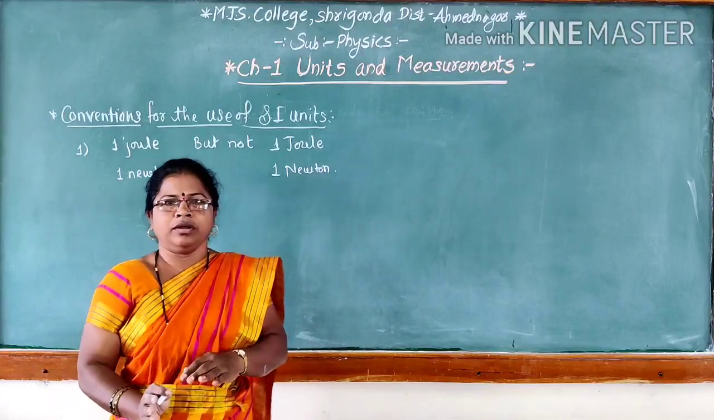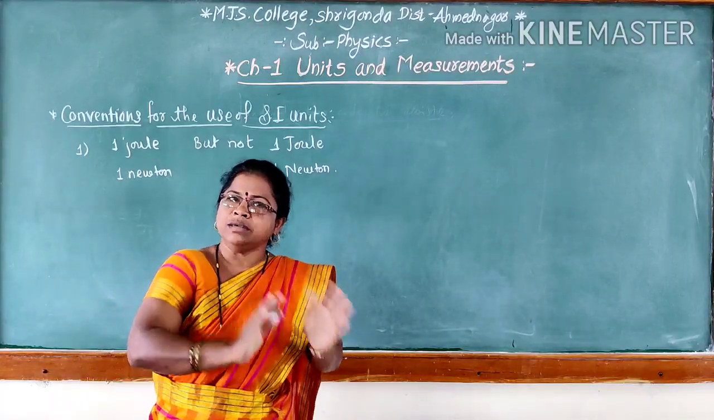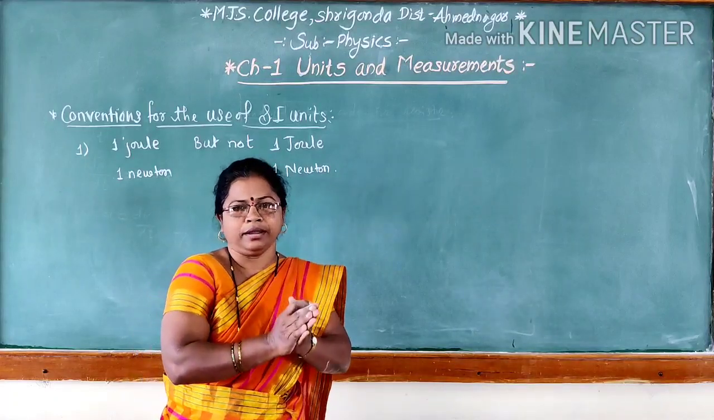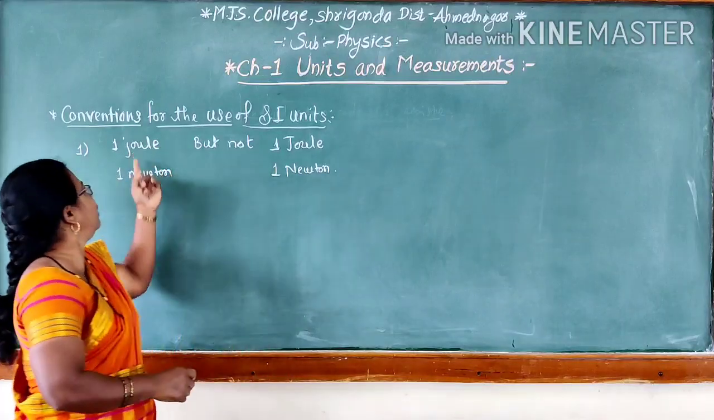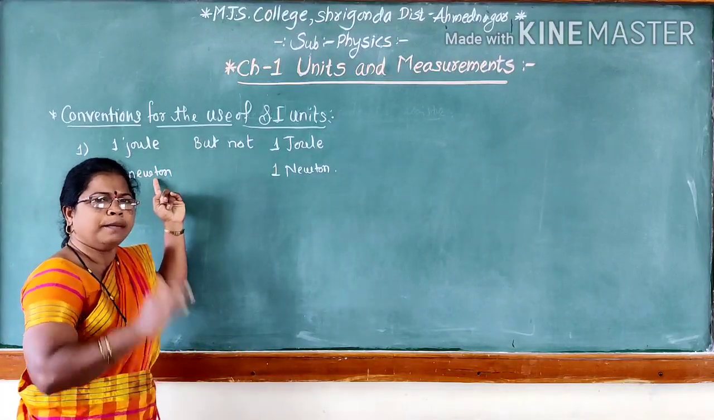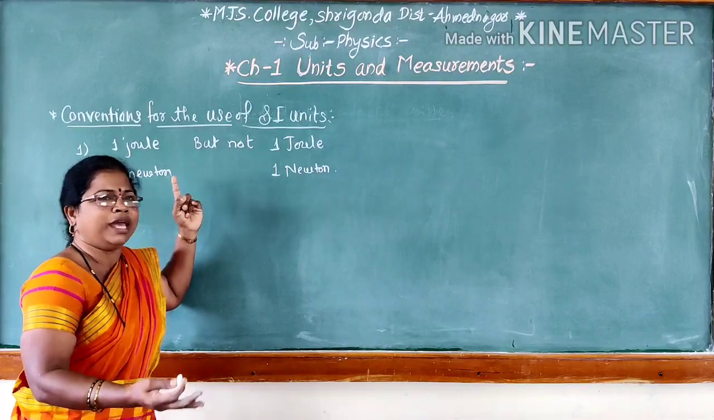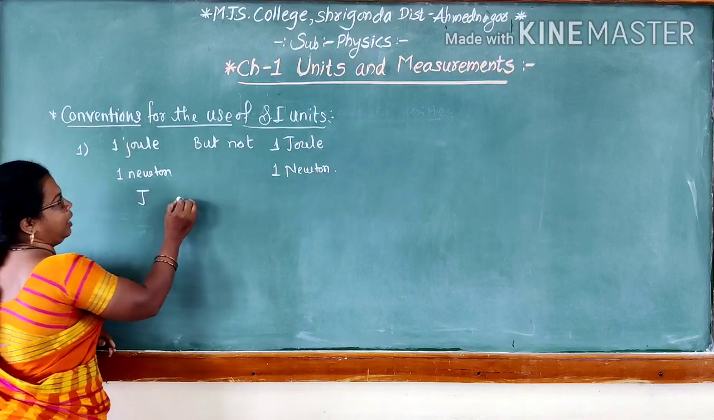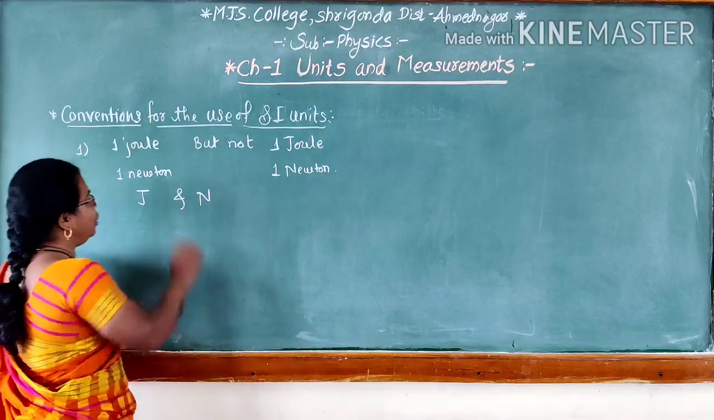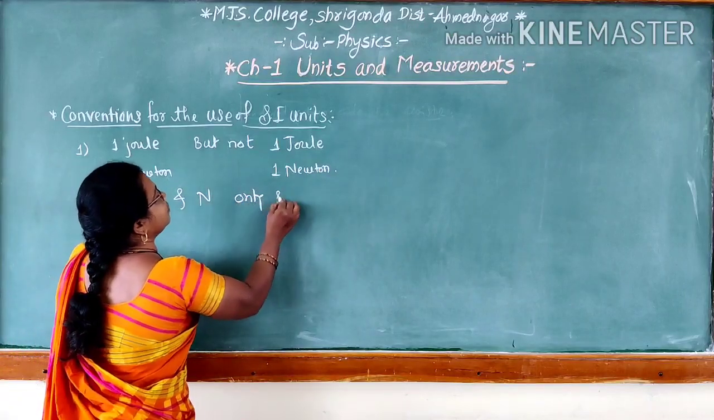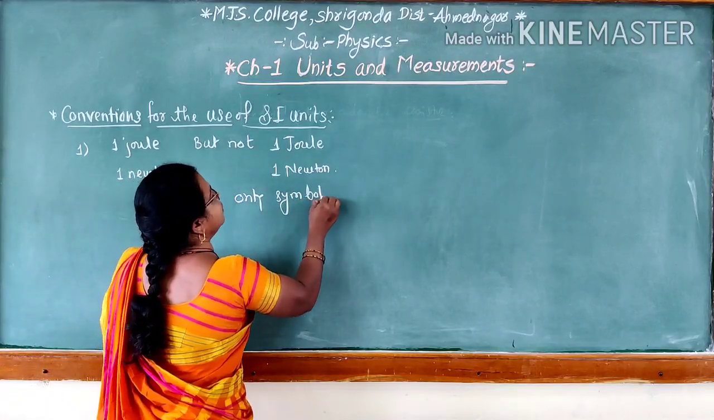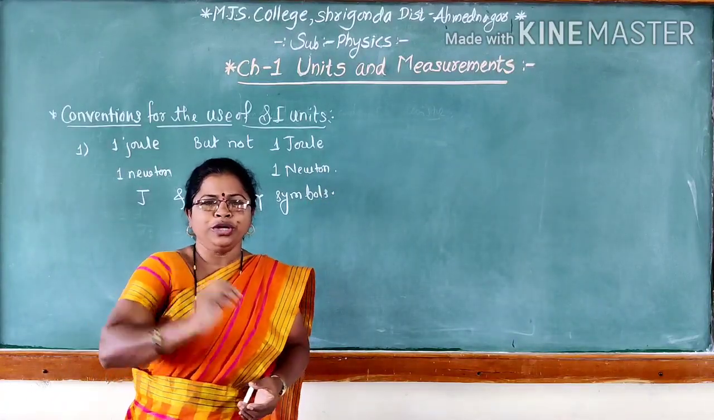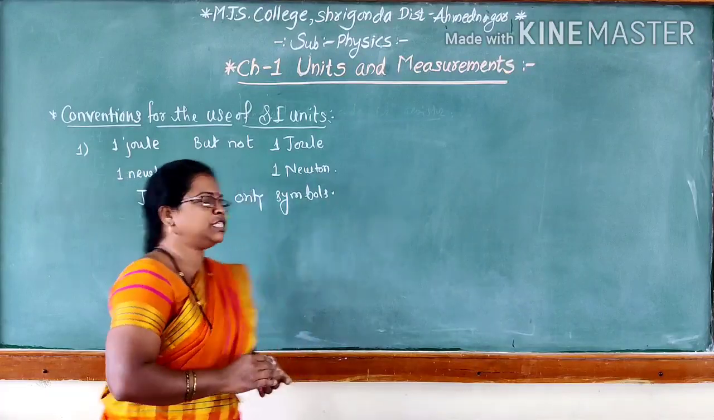And if we have to give only the symbol, then at that time we have to use a capital letter. That means the full name always starts with a small letter, but if only the symbol has to be given, then we write it in this way: J and N. Okay, only symbols. This is one convention.